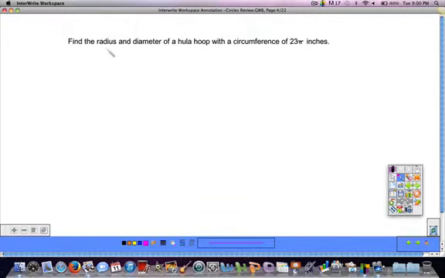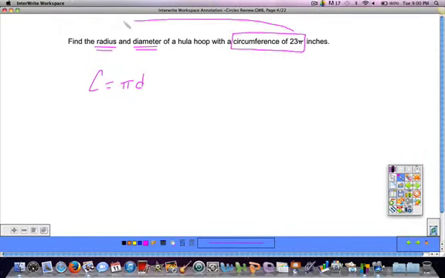Now we want to find the radius and diameter. So we need two things of a hula hoop with a circumference of 23 pi inches. So circumference is 23 pi. Circumference again is pi d. It tells me the circumference is 23 pi, so it needs to go for C. 23 pi equals pi d.